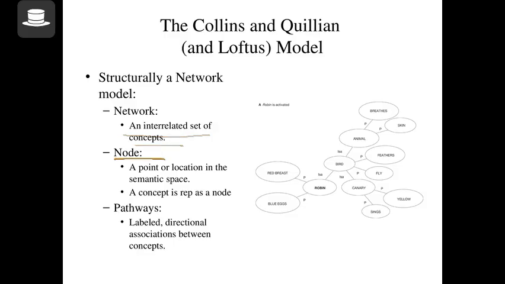Now, when you have a network of concepts, there are two terms we use here. One is the node, and the other one is the pathway. Node refers to the points or locations in the semantic space. This is called the semantic space. And basically a concept is also called a node. And what connects these concepts are these lines, right? These are called pathways. What are these? Well, these are associations between different concepts, which will determine the kind of relationship between two concepts. For instance, you say Robin has a red breast. So this particular line or pathway determines the kind of relationship this concept has with this concept.